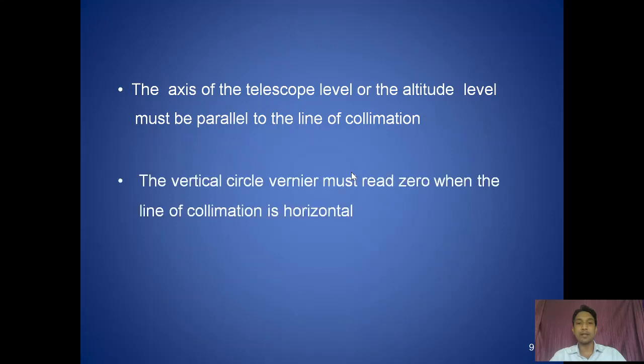And the last one is that on the vertical circle there are two verniers, vernier C and vernier D. The two verniers must read zero when the line of collimation is horizontal. So these are the desired relationships. Until these desired relationships are fulfilled, you cannot use the theodolite. If you use it, the readings you get from the theodolite will be wrong readings.